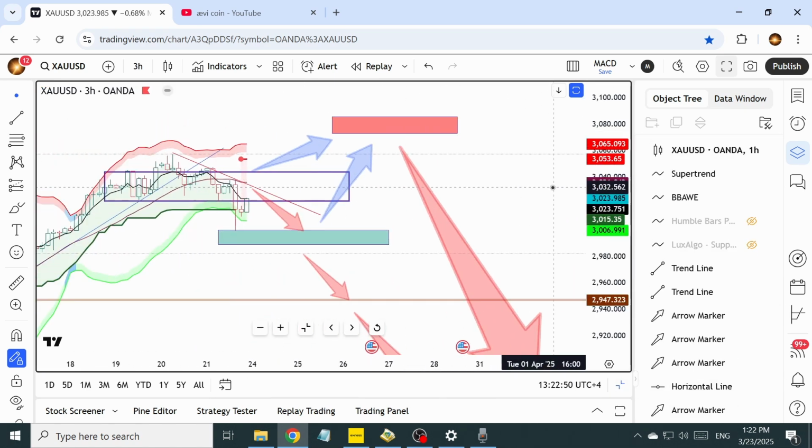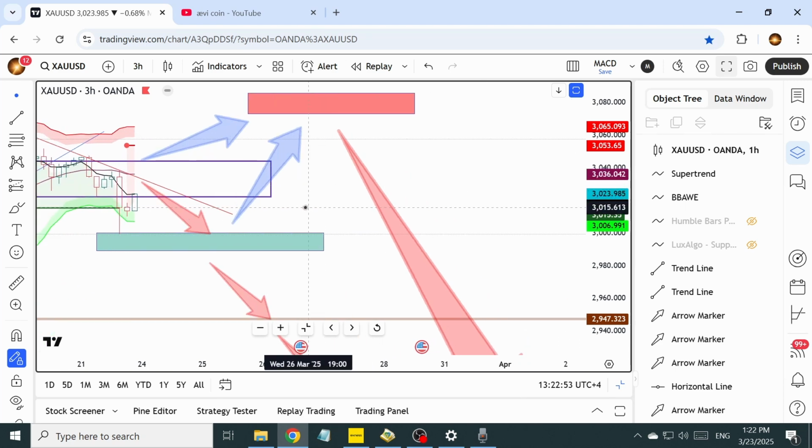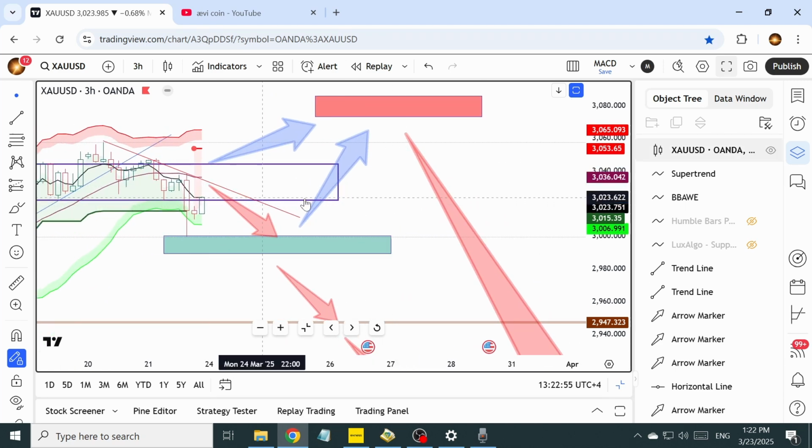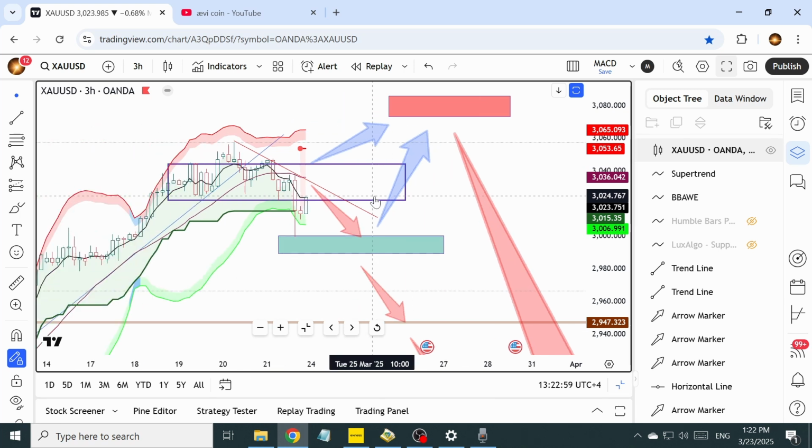Of course, in this market things could change, okay, but this is as per my expectation and as per the indicators that I use and most algorithm trading uses.